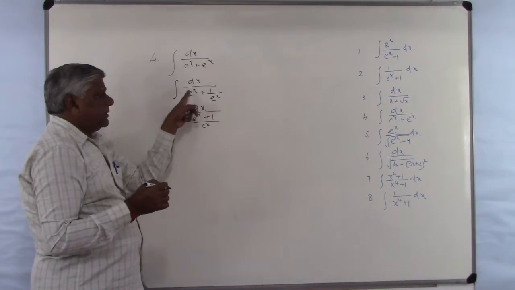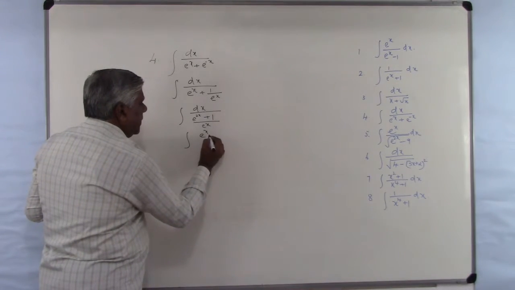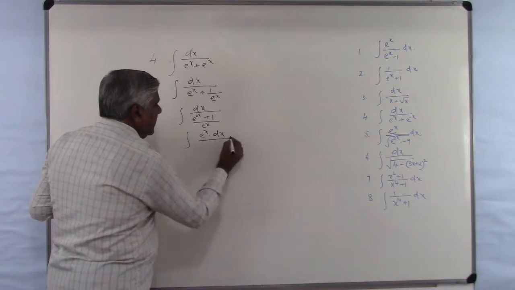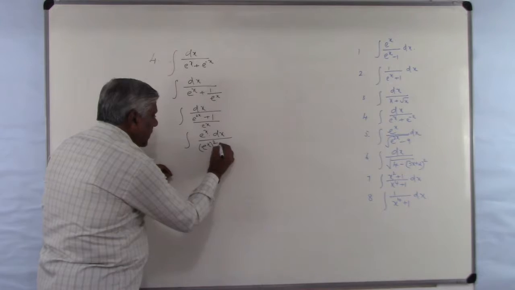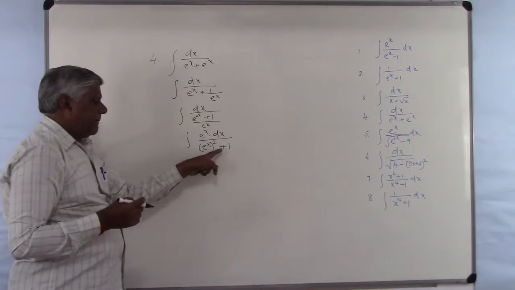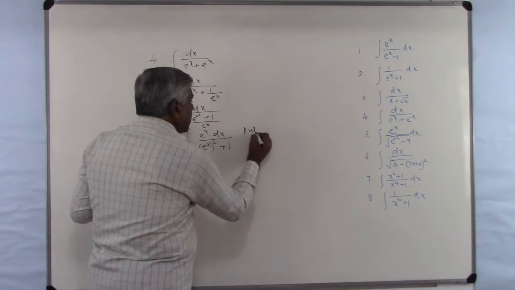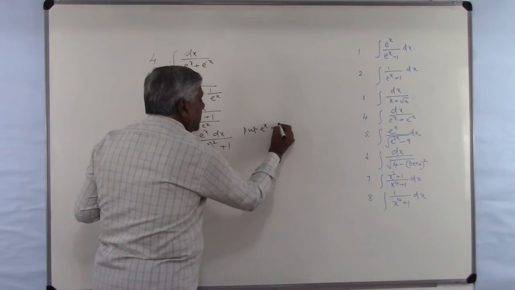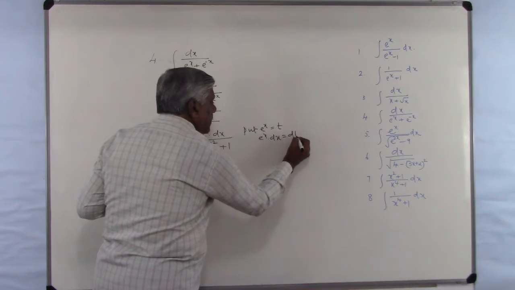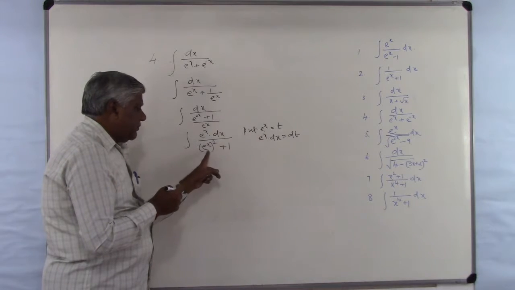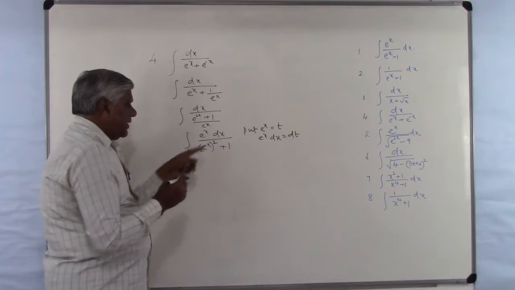Now integral, this goes to the top, e to the power of x dx divided by e to the power of x whole square plus 1. We can write like this. Now put e to the power of x is equal to t. Therefore e to the power of x dx is equal to dt.